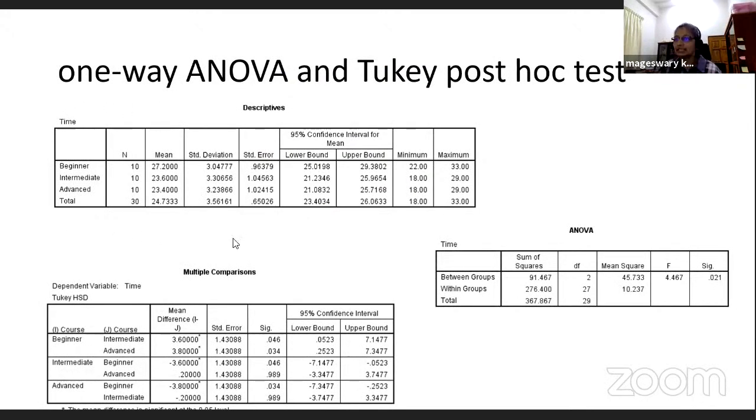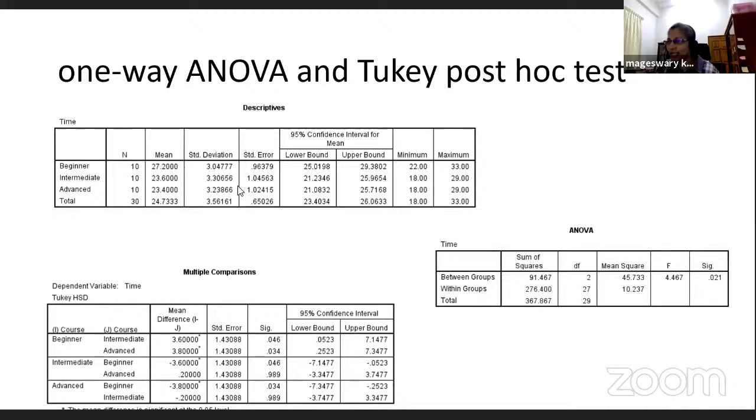So here is the descriptive statistic. We have 3 groups here: beginner, intermediate, advanced. 3 groups, and we want to see their mean. Okay, we can see mean attitude or mean something, you know. So we can see from the descriptive statistic, the mean is like 27.2, 23.6, 23. So we can see there are some differences in the mean.